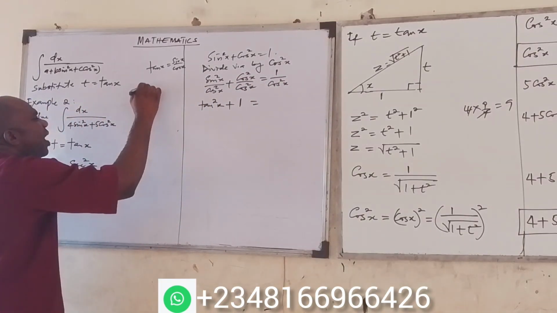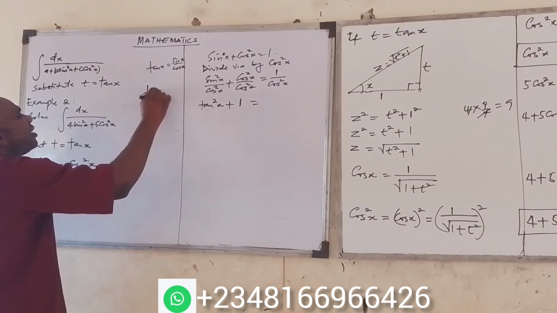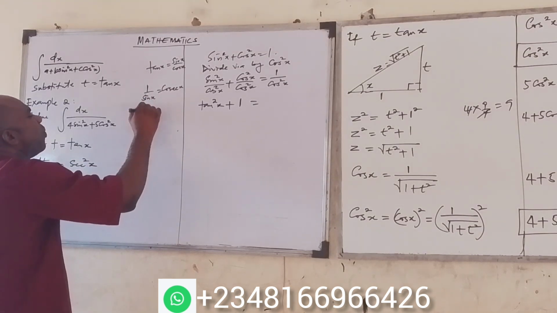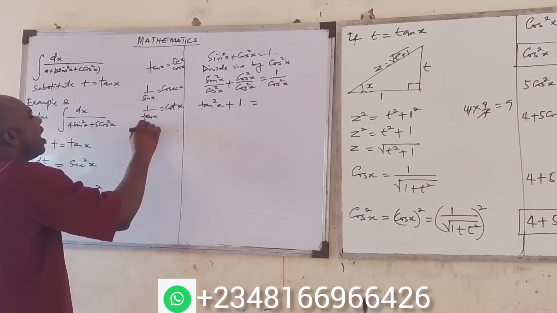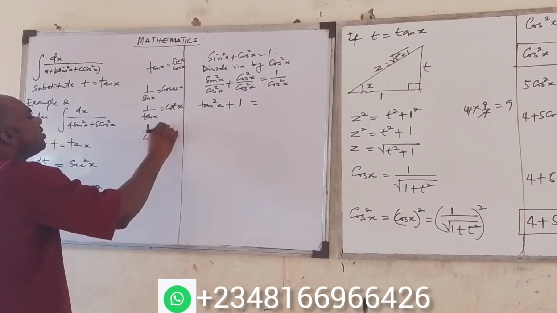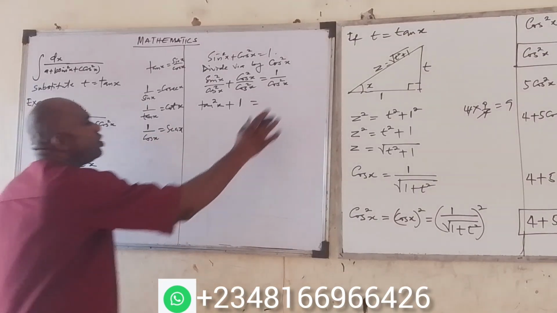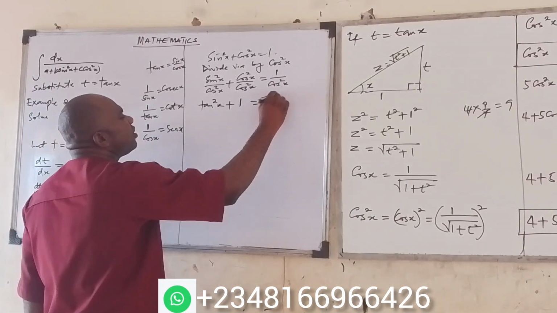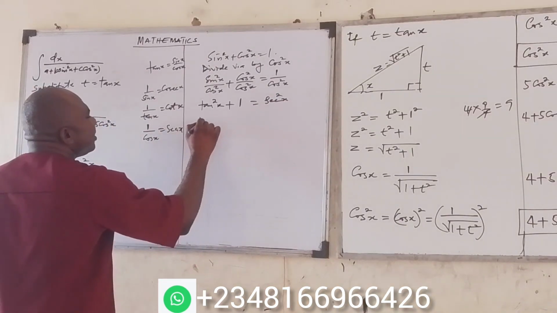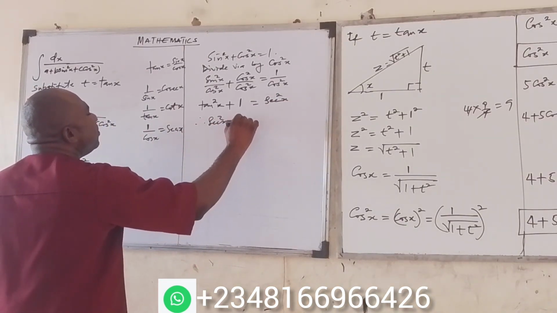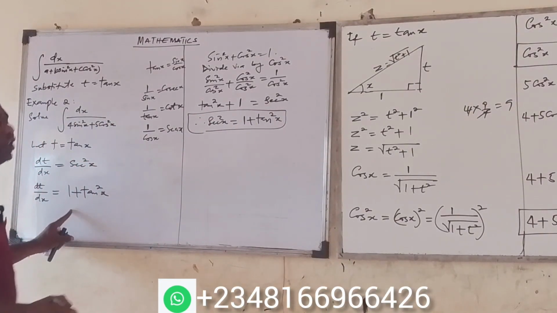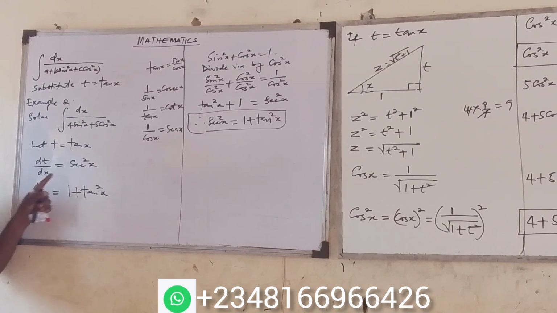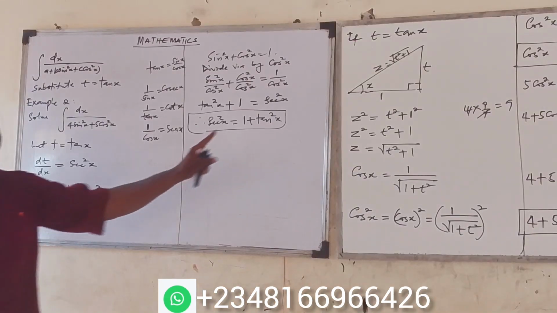We know that 1 over sine x is cosec x, 1 over tan x is cotangent, that's cot x, and 1 over cos x is secant, that's sec x. So 1 over cos squared x is sec squared x. It therefore means that sec squared x is the same as 1 plus tan squared x, and that's exactly what we're using here. We said dt over dx is sec squared x, which is the same as 1 plus tan squared x.